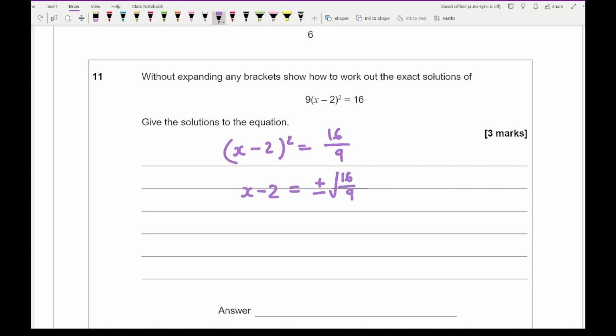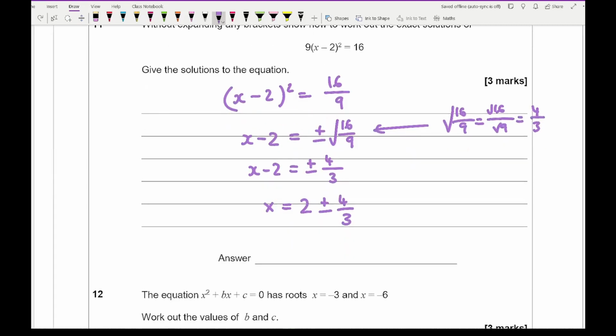Now, square root of 16 over 9 is going to be the square root of 16 over the square root of 9, so that's going to be 4 over 3. So I've got x minus 2 equals plus minus 4 over 3. Then take the 2 over, so x equals 2 plus minus 4 over 3. Then from this, you can either leave your answer like that, or we could actually work it out.